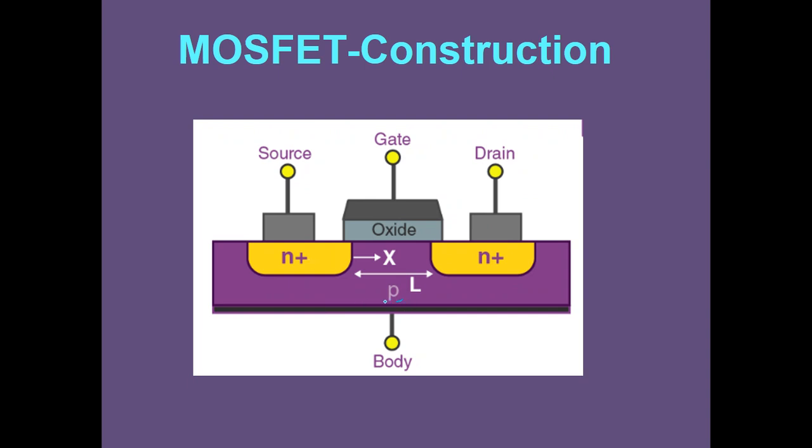Here we have taken a lightly doped p-type semiconductor as the substrate, and here we have taken two heavily doped N material, which is diffused into this p-type substrate, right? And here we have kept an oxide, which is nothing but SiO2. The other name for the MOSFET is IG-FET. FET we know, field effect transistor. IG stands for insulated gate. That is, the gate terminal is insulated from the substrate.